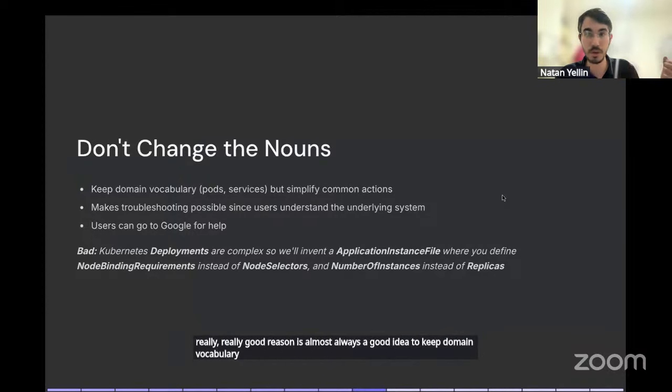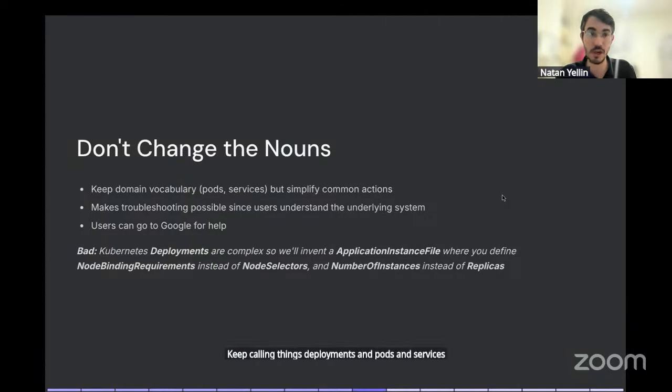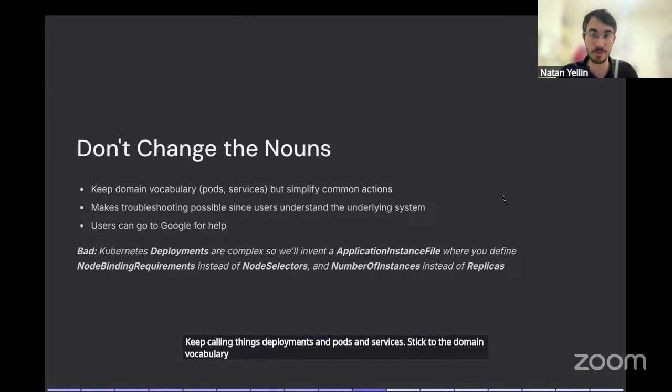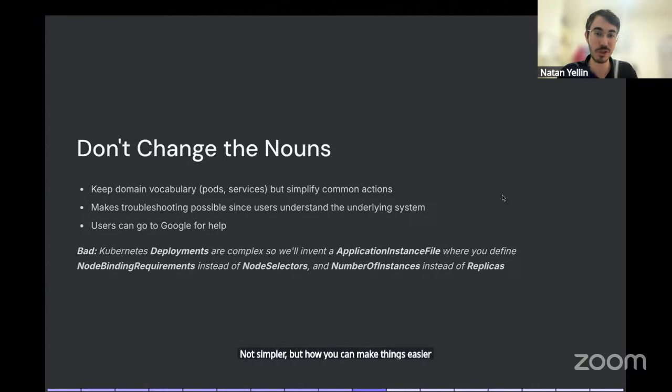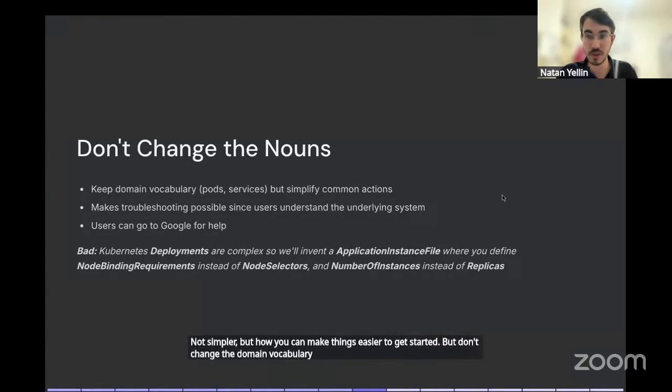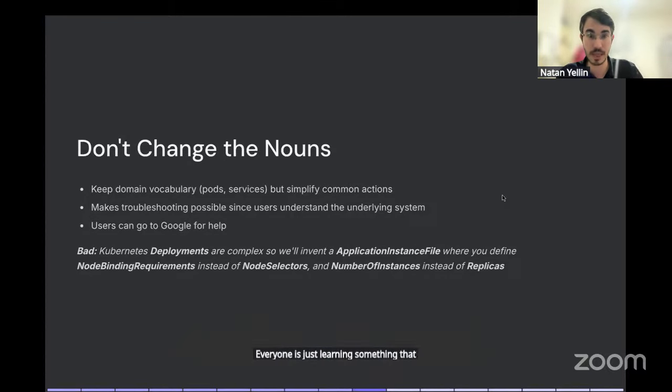So if you're building a platform on top of Kubernetes, keep calling things deployments and pods and services. Stick to the domain vocabulary. On the next slide, I'll show you how you can still improve things and why you should make things easier to get started for developers. Not simpler, but easier to get started. But don't change the domain vocabulary, because if you do, everyone is just learning something that will eventually be as complex anyway, but it's poorly documented and they can't Google it.